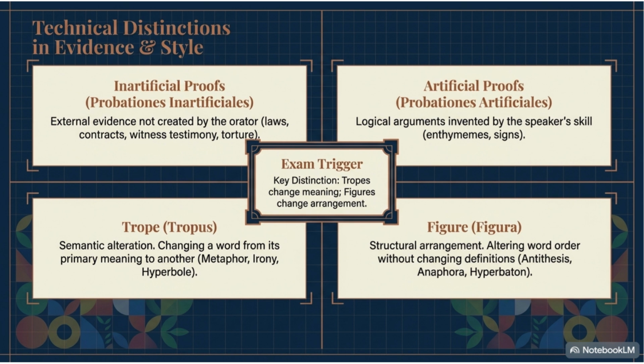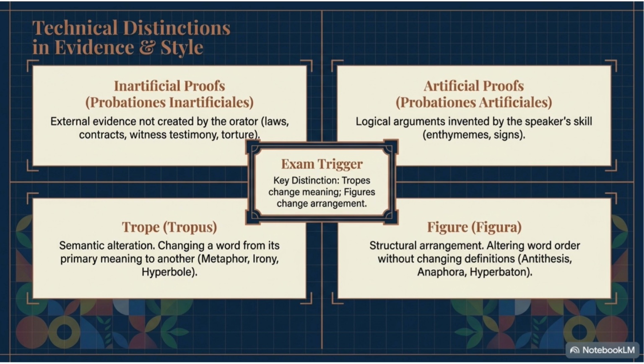Another example. Imagine someone says, he must be a good doctor because hundreds of patients trust him. The speaker is creating a logical argument. This is not an existing document. It is created by reasoning. That is an artificial proof. So remember the difference. Inartificial proofs are found. Artificial proofs are created. That is the easiest way to remember them.